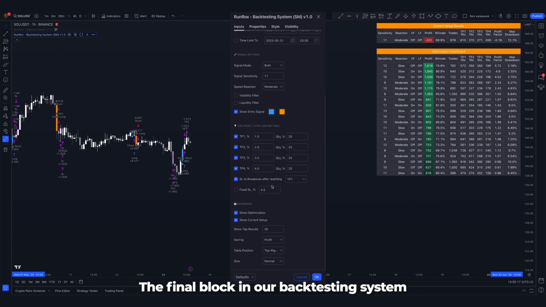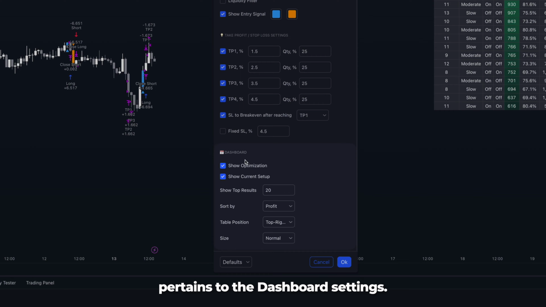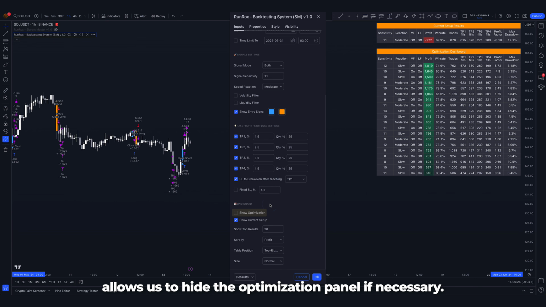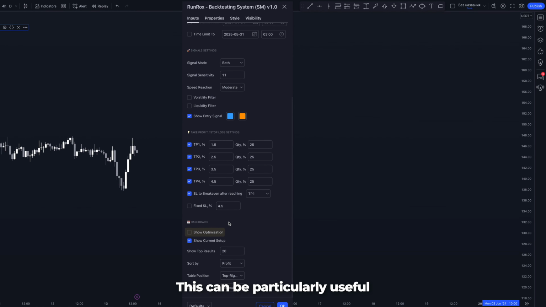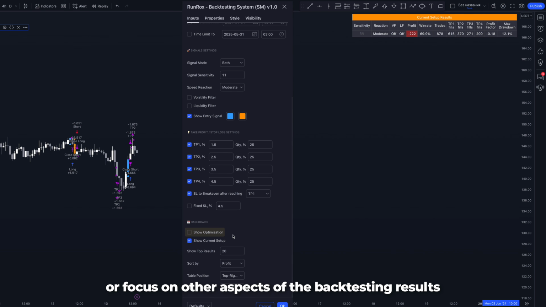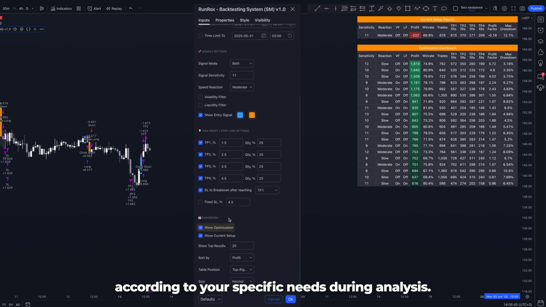The final block in our backtesting system pertains to the dashboard settings. The first feature here allows us to hide the optimization panel if necessary. This can be particularly useful if you want to simplify your view or focus on other aspects of the backtesting results without the distraction of constant optimization data. It's an excellent tool for streamlining the interface according to your specific needs during analysis.